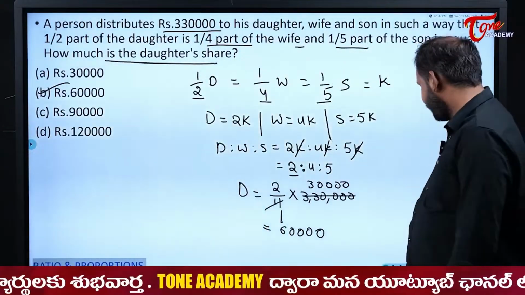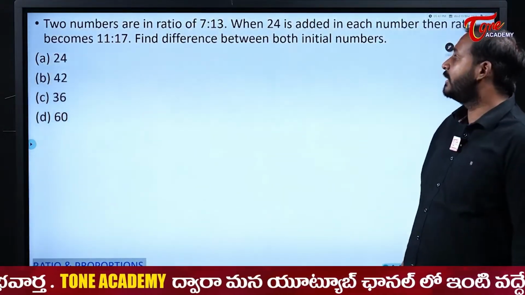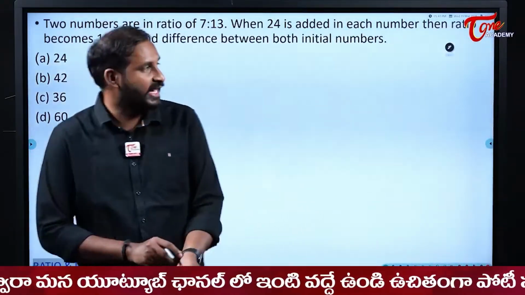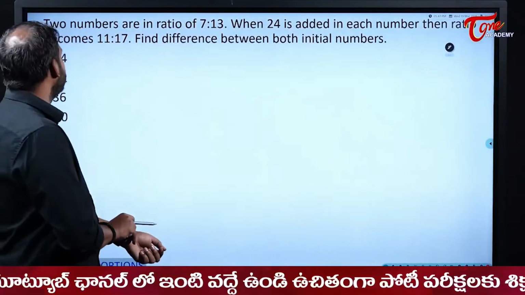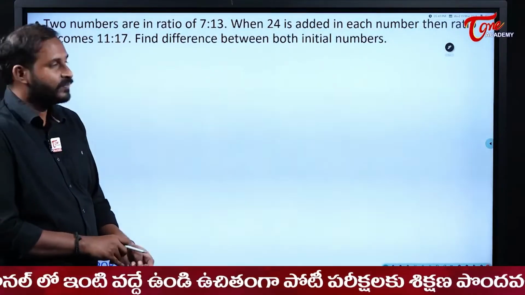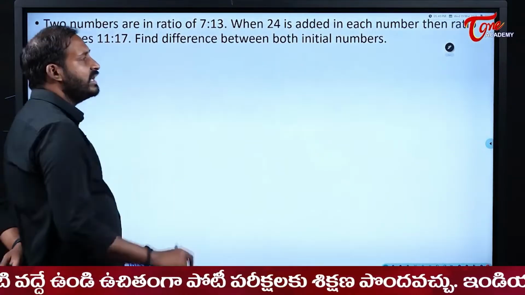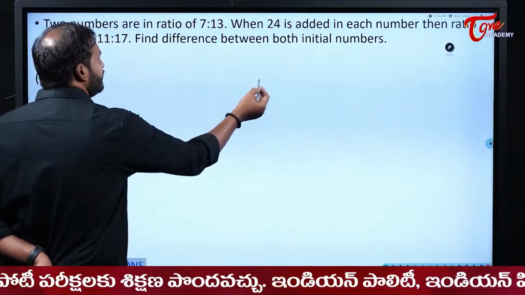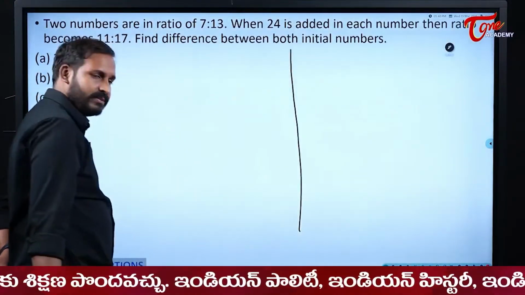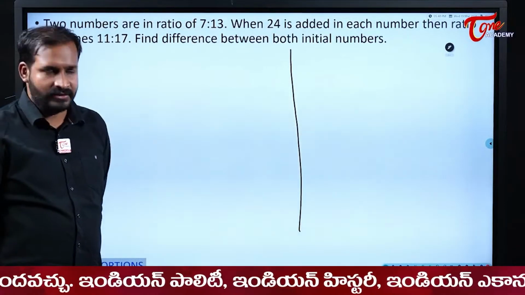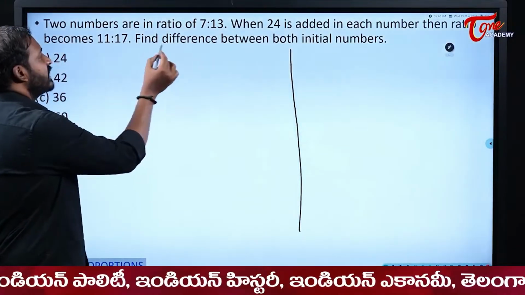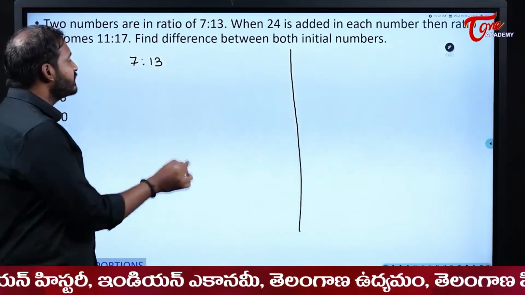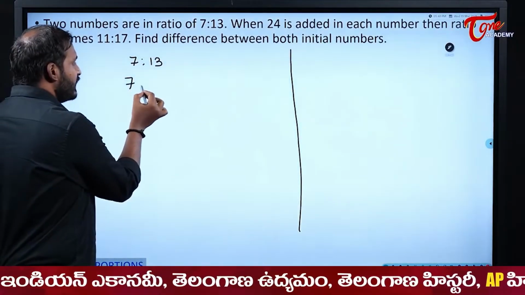Okay, understood? Next one. Two numbers are in the ratio of 7 is to 13. When 24 is added in each number, then the ratio becomes 11 is to 17. Find the difference between both the initial numbers. Now please see here, we will see the traditional method and the shortcut method. Both the values we will try to observe here. Now the two numbers are in the ratio of 7 is to 13. That means the two numbers become 7a and 13a.